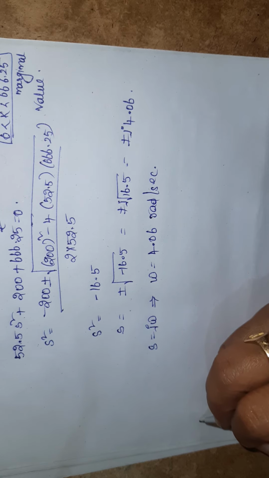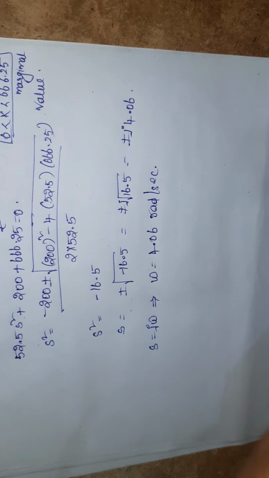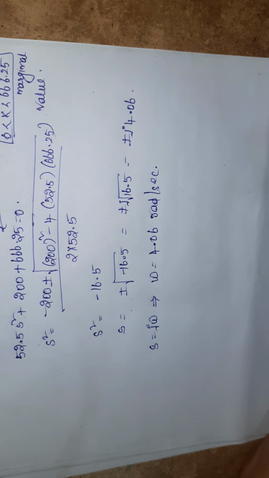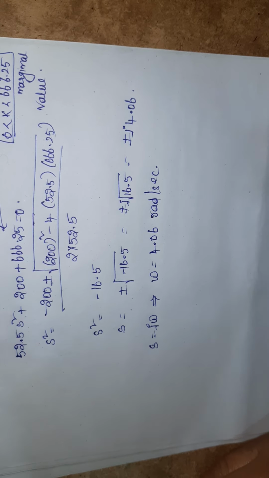Okay, so these are the two problems on the Routh-Hurwitz criterion, and the system is a marginally stable system. Thank you.